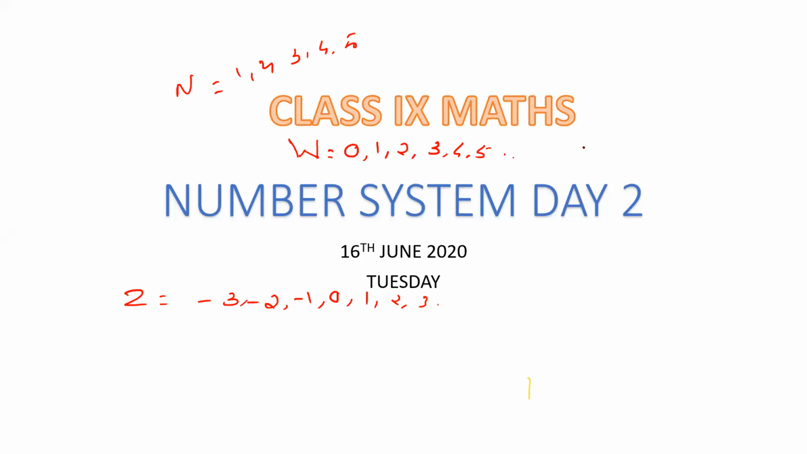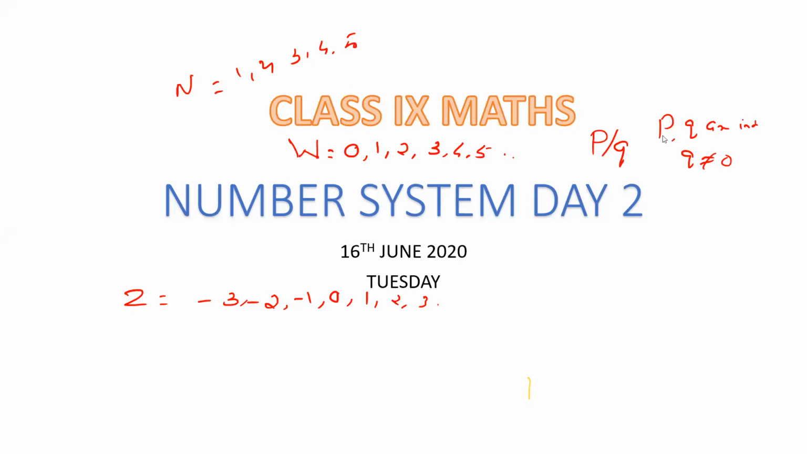And next one is rational number. Rational number is of the form P by Q, where P and Q are integers and Q not equal to 0. And one more condition is also there. P and Q should be co-prime.